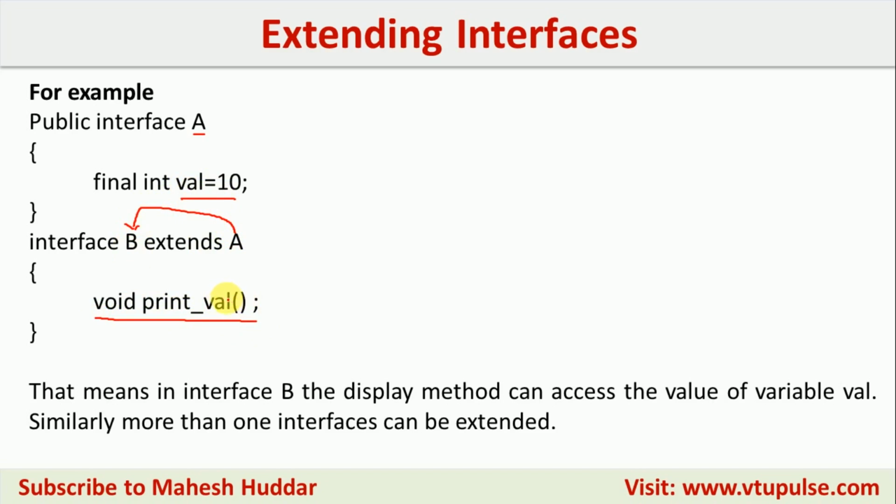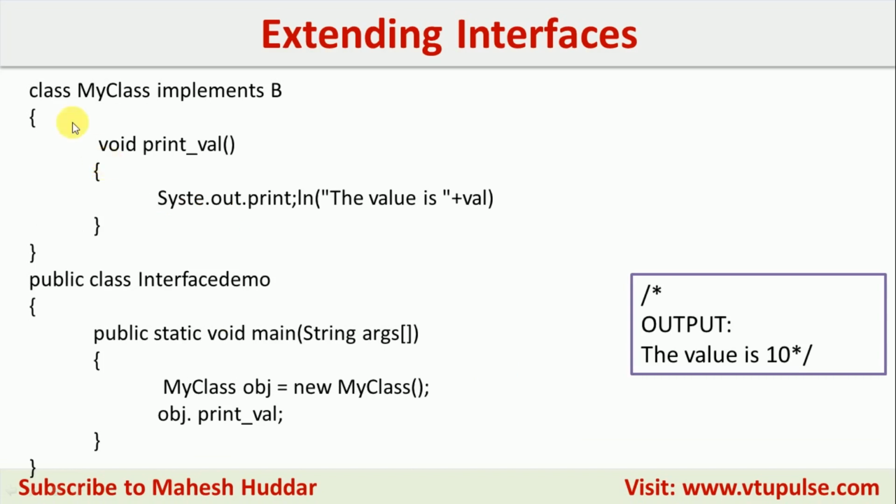Now what I do here is I will try to implement this particular B in some other class, and then I will try to display this particular VAL. Whenever I implement B, I am able to visualize both VAL as well as print val in this case. Here I have added another class, the class name is my class, which implements B. The meaning is whatever is present in B, that will be implemented in this particular my class.